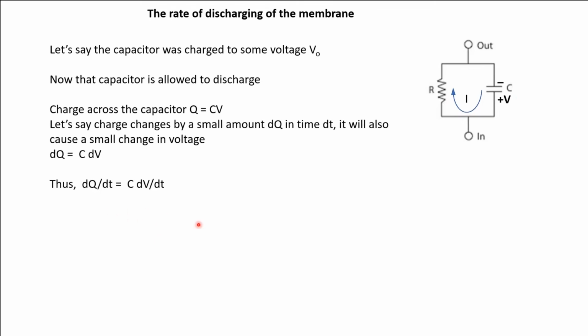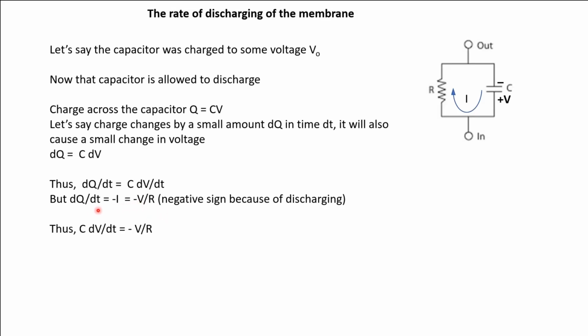So dq by dt is equal to minus I. The minus factor is there because we have discharging here. If current was flowing and charging the capacitor, then I would be equal to dq by dt. But since we have discharging, I is equal to minus dq by dt. And I is equal to V over R, so we can write dq by dt is equal to minus V over R.